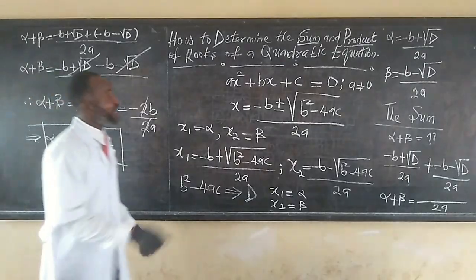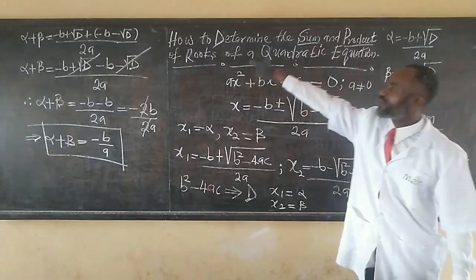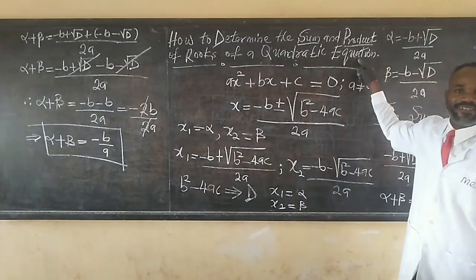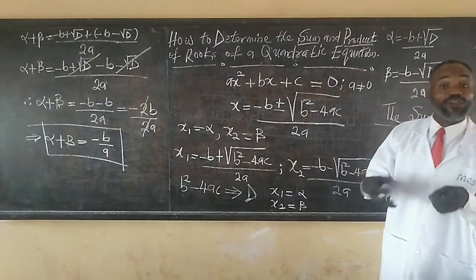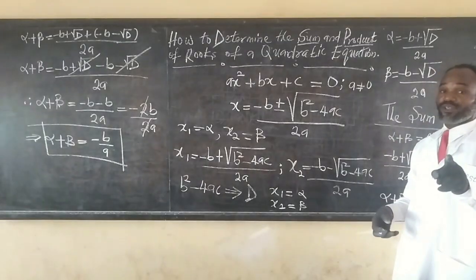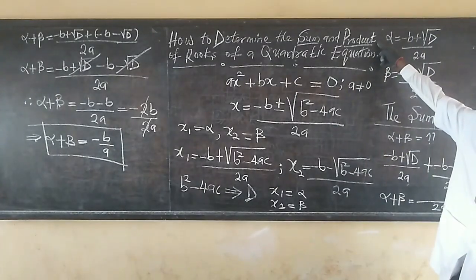Bravo! We have successfully found the sum of the roots of a quadratic equation. That is it. So with that, we can find the sum of the roots of a quadratic equation. But something is remaining: the products. How do we get the products?